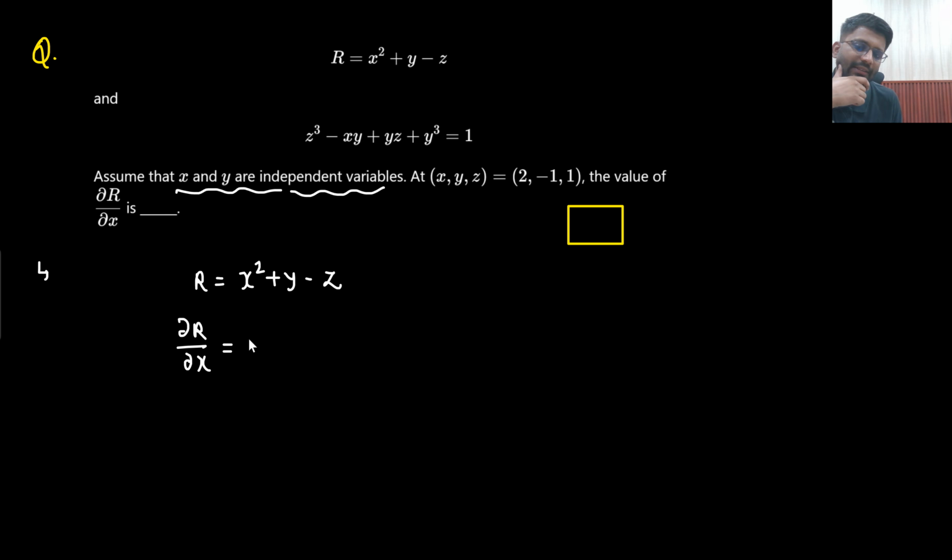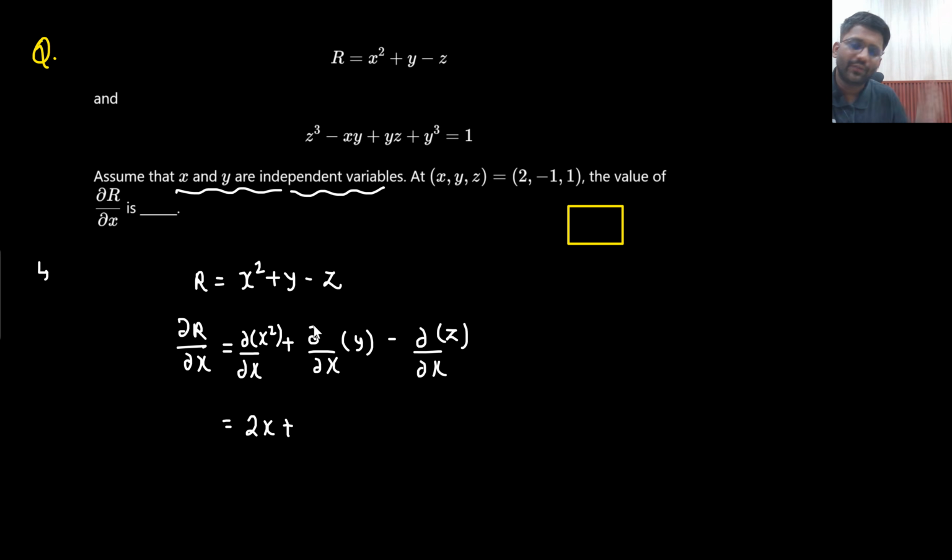So what will be del r by del x? Sir, 2x plus del y by del x into y minus del z by del x into z. Here I wrote down 2x only because basically here I could have written del y by del x of x square. So this is 2x. What will be the value of this? It will be 0 because x and y are independent, no? There is no relation between x and y. From this particular scenario, what you can understand is that x and y are independent variables. They are two different variables.